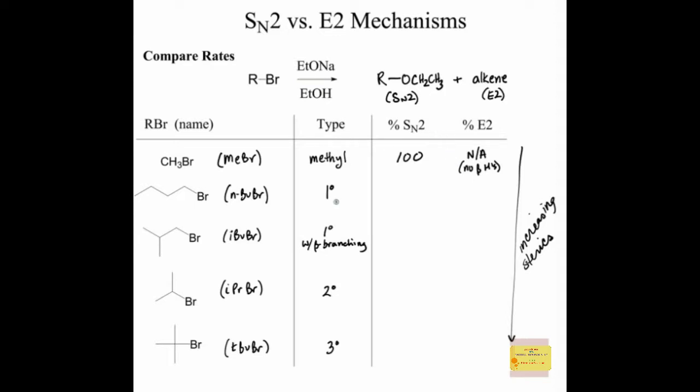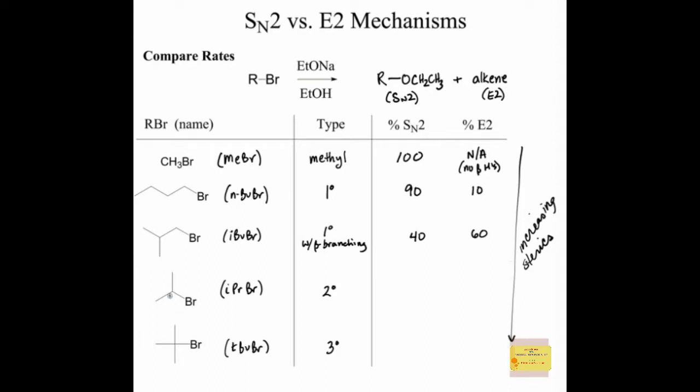Okay, but when we move to primary, now the E2 is possible, and we do get a mixture of the two, but it's heavily in favor of the SN2. We get about a 90-10 mixture. So almost all SN2, but we start to see a little bit of the E2 side product. Adding just the slightest bit of beta branching here, so the slightest bit of sterics, now pushes it in the other direction where the elimination is favored. That's just how sensitive the SN2 substitution, that backside attack, is to steric hindrance.